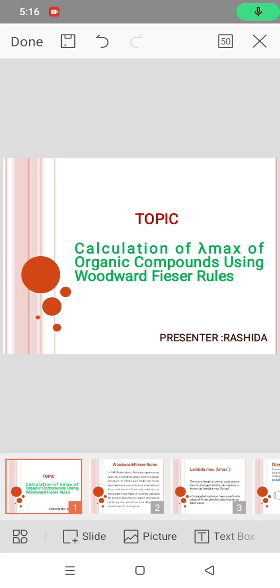Bismillahirrahmanirrahim. I am Rashida, here with one of the most important topics of UV spectroscopy. Today I am going to deliver my lecture on the lambda max calculations in dienes using Woodward-Fieser rules.